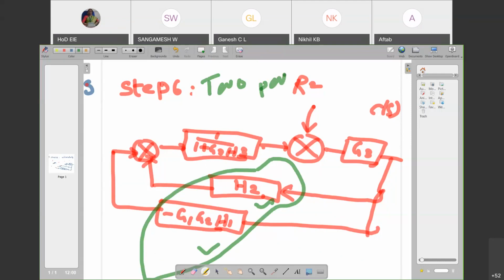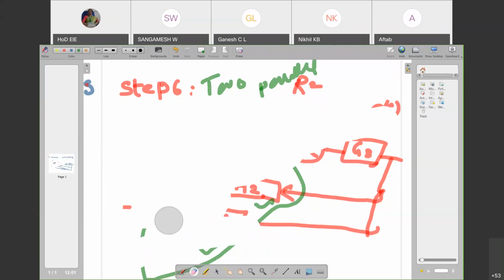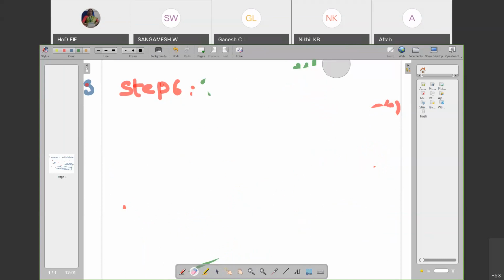So what I am doing is considering H2 and minus G1 G2 H1 as parallel in step 6. So for that equivalent diagram I am going to draw. I am replacing the parallel combination with the summation. Fine. So I am going to the next step, which is step 7, where step 7 will be indicating what I have to do. But what is it that I have done before this?